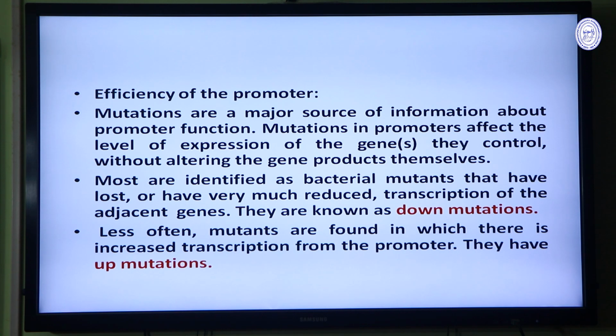So, this efficiency of the promoter can be measured in two ways, the promoter down mutations and the promoter up mutations. Promoter down mutations are mostly identified in bacterial mutant strains that have lost or have very much reduced transcription of the adjacent genes. So, if you introduce some mutation in the promoter sequence of a particular gene, and that mutation causes a reduction in the rate of transcription, then you can designate it as a promoter down mutation.